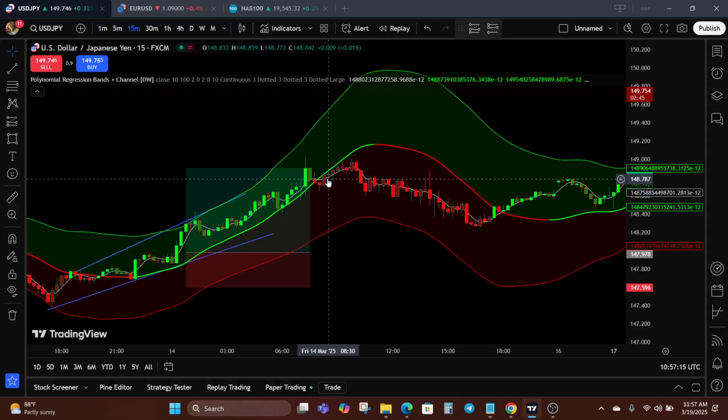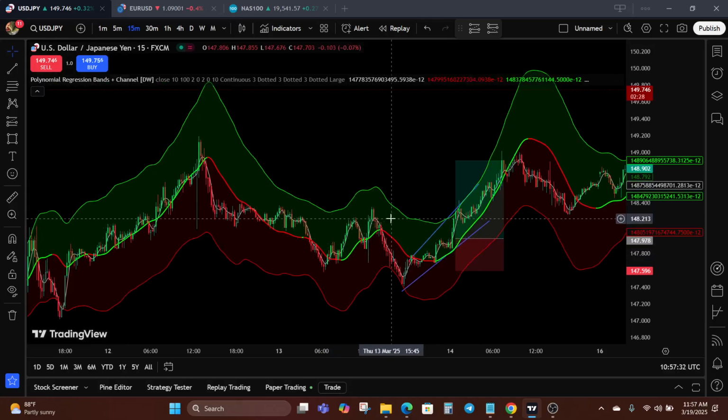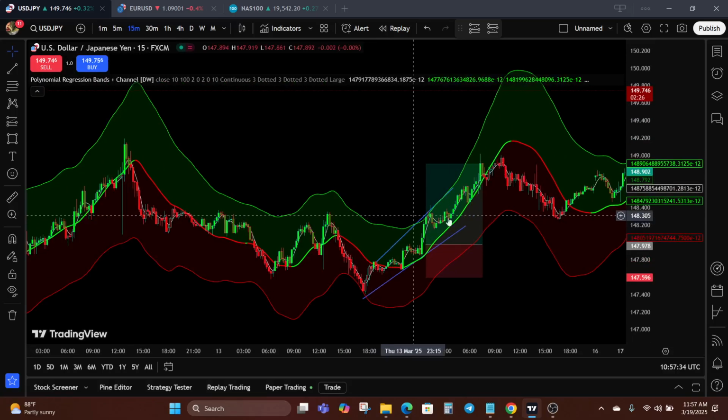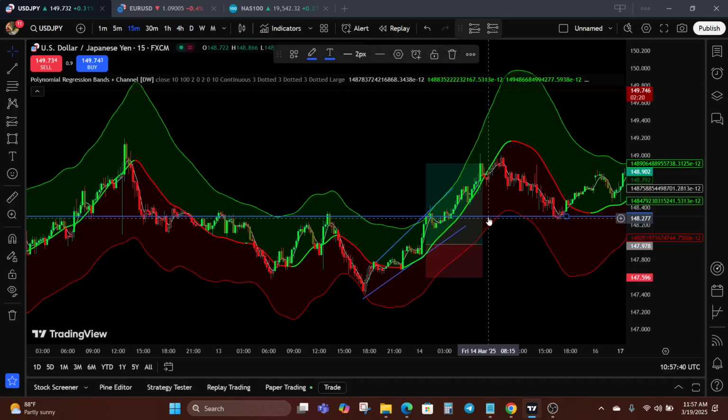So you can use this indicator effectively whether you are a scalper or a day trader or a swing trader. Now if you want to spot breakout opportunities, I'm going to advise that you also make use of your horizontal levels, your support and resistance levels, and also make use of trend lines.